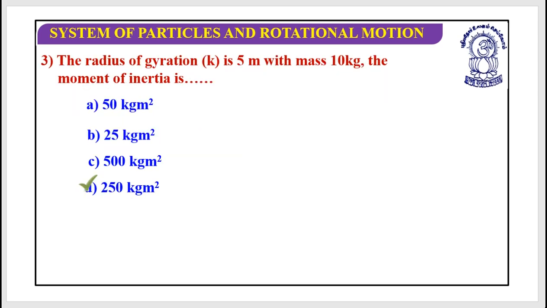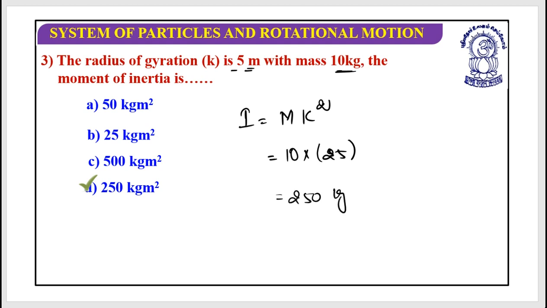The radius of gyration k is 5 meter with mass 10 kg. I need to find the moment of inertia. So I can write like this: I is equal to m into k square. Mass is 10, k is 5, square is 25. This would be 250 kg meter square. That's it. You did it. Great job. I hope this is clear. Is it clear? So let's have some more practice.